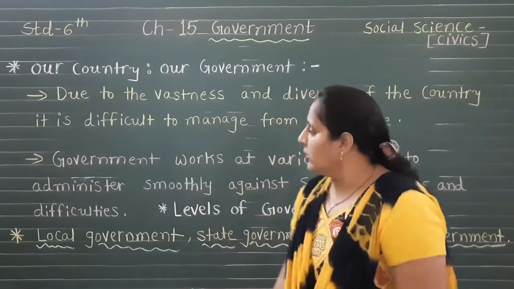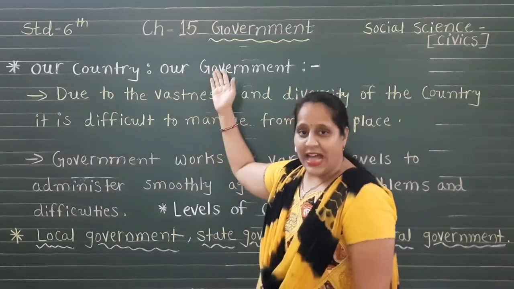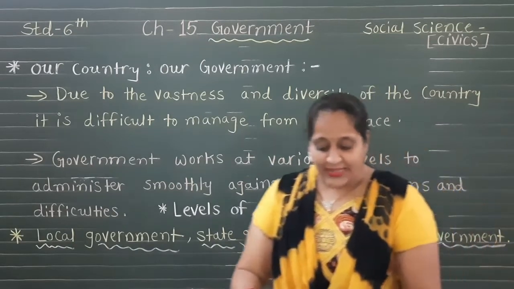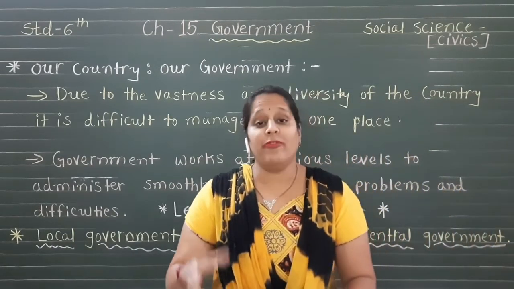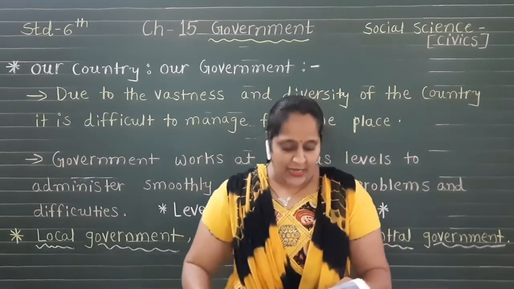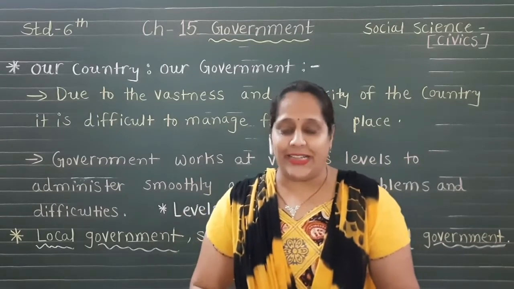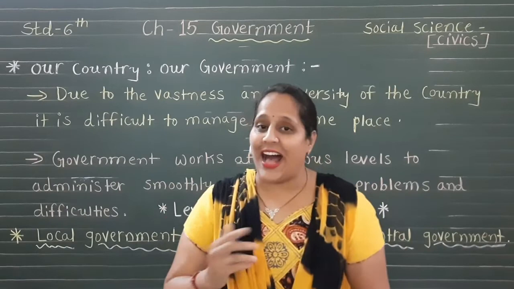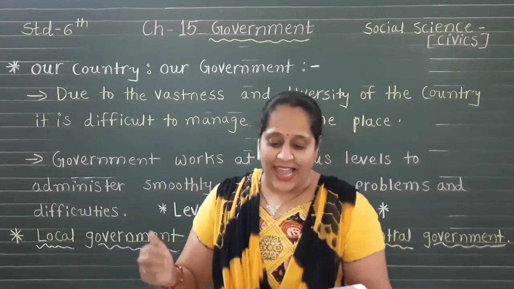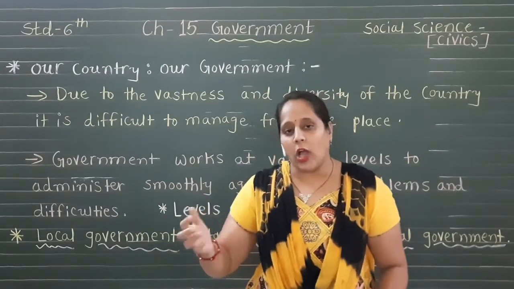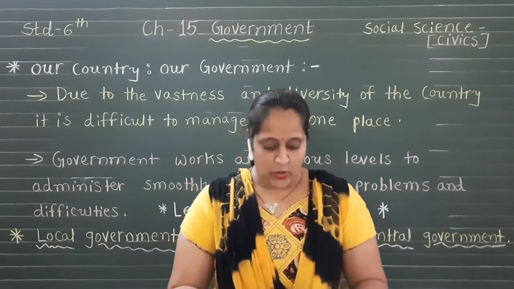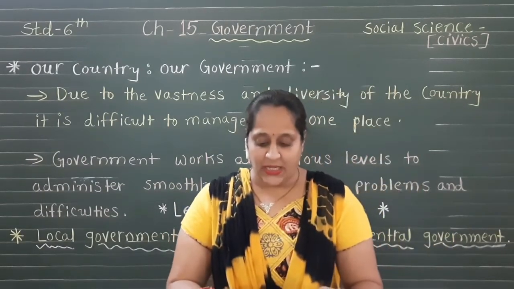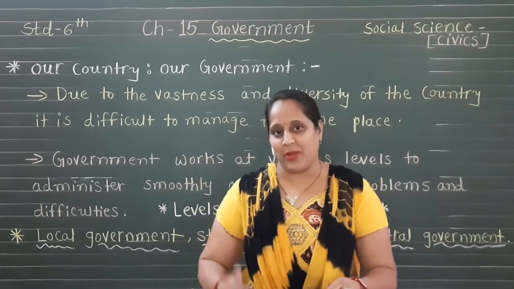Now we discuss our country and our government. Our country is a country of diversity. As you know, it has a unique identity, having diversity in religion, caste, culture and language, as well as economic inequality. Our country is the largest democracy in the world with the maximum number of voters.